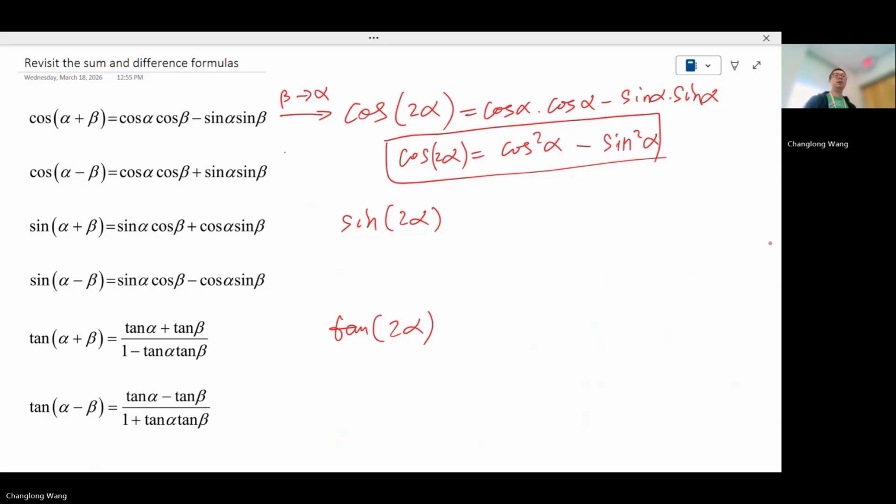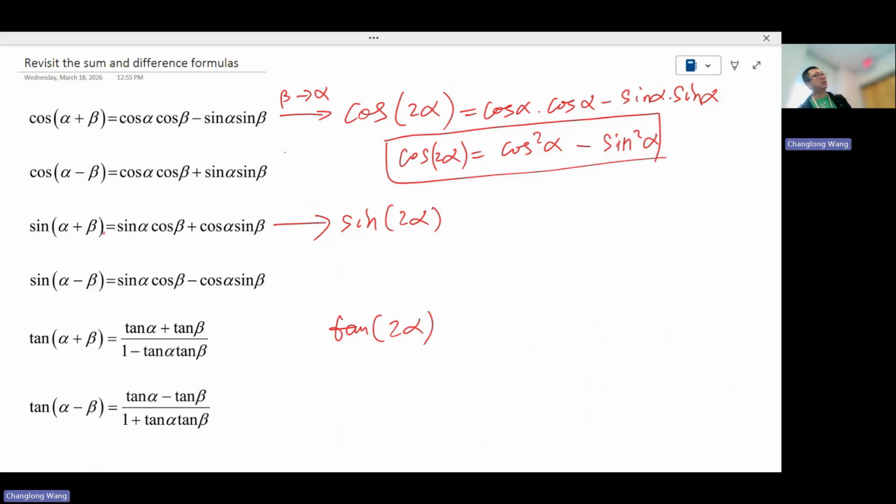Yes, it is another one, so we're adding to the list, but it's not that much different from the one you already know. It's more like a special case of the sum of angles for cosine. Okay, so now let's do the same thing to get the sine of a double angle.